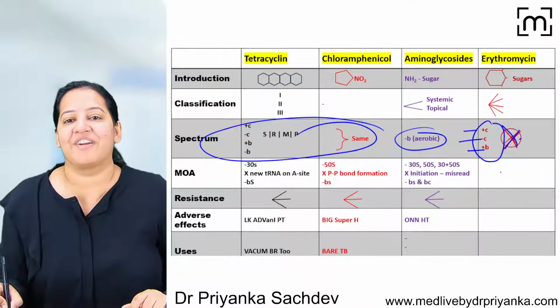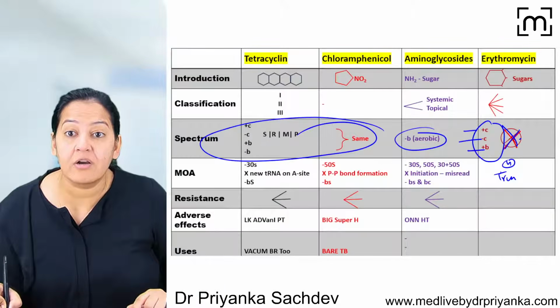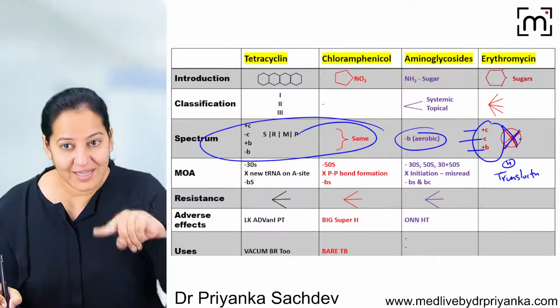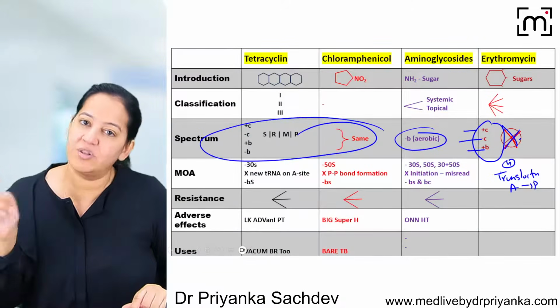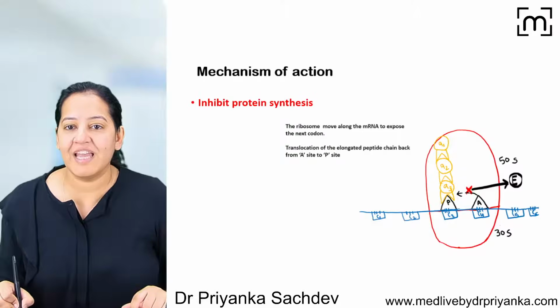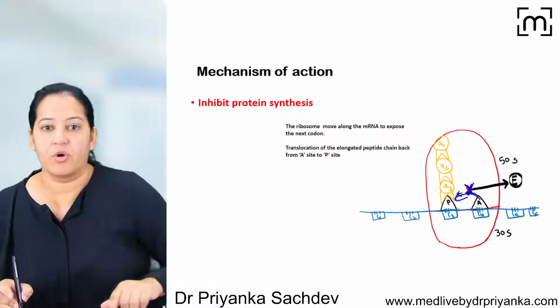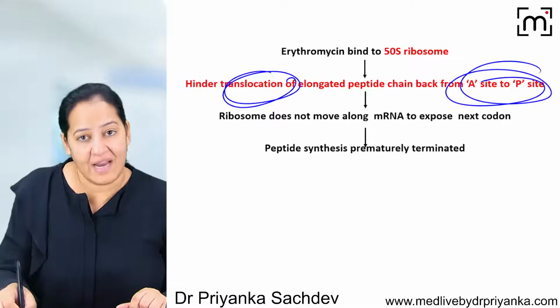Now coming to the mechanism of action, it inhibits the last step, step number 4. That is translocation, in which the ribosome jumps by one codon. So it is inhibiting the A to P shift, in which the ribosome jumps by one codon. You can see here is the cross, A to P shift. That is, it is inhibiting the translocation step, that is A to P. And it acts on the 50S.